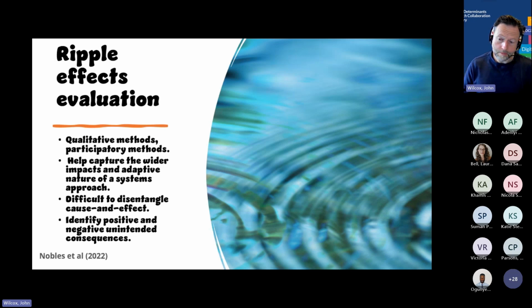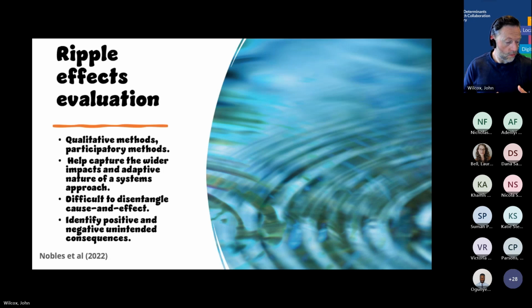So in the recent 2022 paper by Nobles et al, what they introduced was how ripple effect evaluation can help capture some of these aspects of a system that we've been talking about, particularly when an intervention is done in a systems context. In this case, the application was the evaluation of a whole system approach to changing physical activity behaviour in the UK. It was actually in Gloucestershire, if you read the paper.